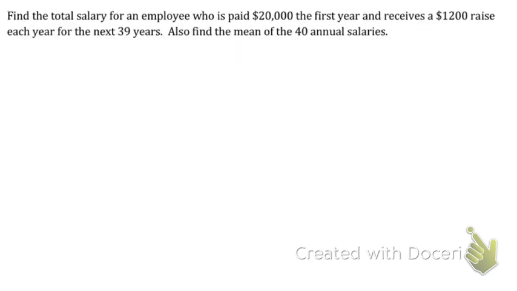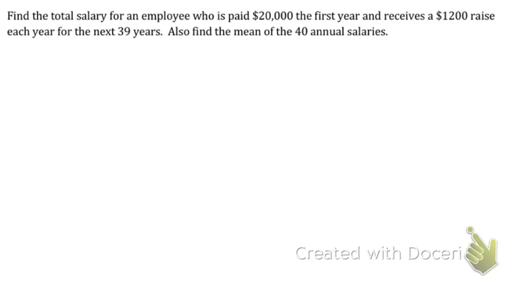All right, the last thing we're going to do is just a word problem that's going to use an arithmetic sequence in it. It says, find the total salary for an employee who is paid $20,000 the first year and receives $1,200 raise each year for the next 39 years. So this is definitely an arithmetic sequence. Every single year, they get 1,200 added to it. So it's a sequence that goes like 20,000, 21,200, and it's just going to keep adding that 1,200 each year.